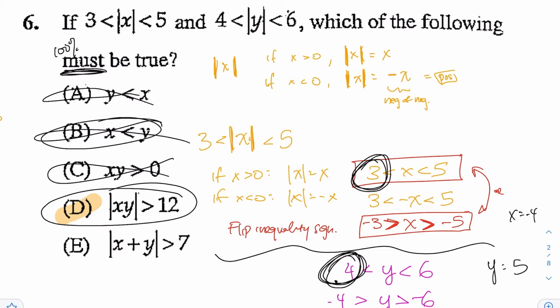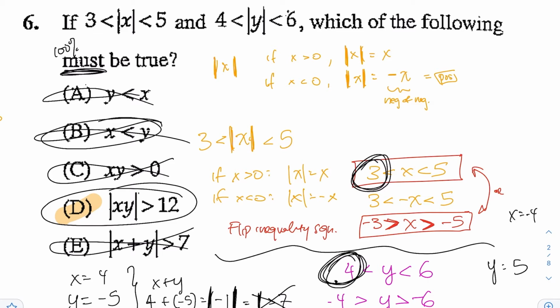So that doesn't have to be true. For example, if x is equal to positive 4 and y is equal to negative 5, if you do x plus y here, that would be 4 plus negative 5, which is negative 1. And the absolute value of negative 1 is equal to positive 1, and 1 is not greater than 7. So E would be wrong. The only choice left is D.